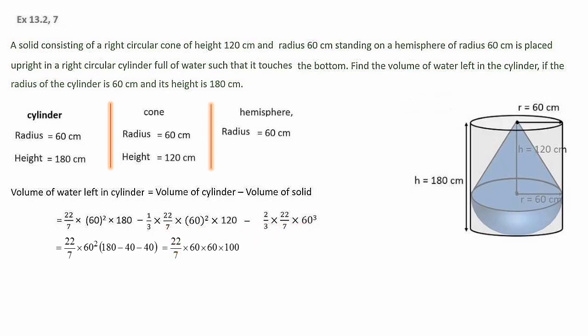That is equal to 22 by 7 into 60 square, which we can write as 60 into 60. 180 minus 40 is 140. 140 minus 40 is 100. Then just multiply it. Normal cancellation is not possible, so just multiply all the numerators. When you multiply the numerators, you will get 7920000 divided by the denominator 7. When you do the division, you will get 1131428.57 centimeter cube. If you want to change the unit, you can change it.